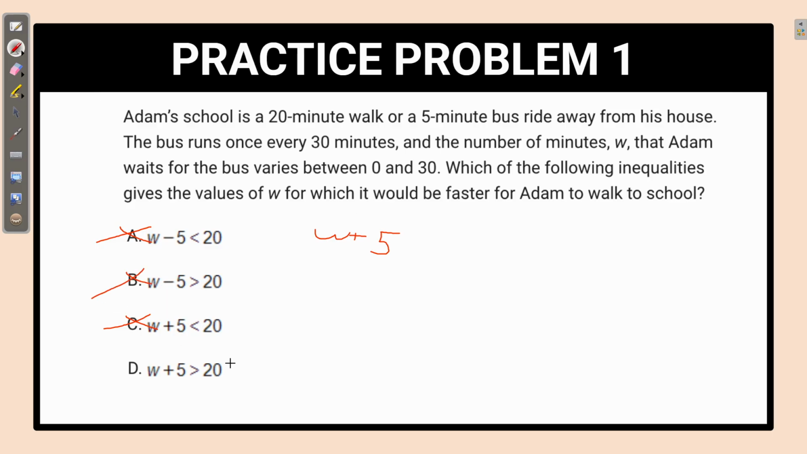So you have to add on the 5 minutes. So knowing that, we can eliminate this, and we can say that this is the total time it would take for the bus, and this is his walking time. So if his walking time is less than the total time it takes to wait for and ride the bus, then it would be beneficial for him to walk. So D is going to be our correct answer there.